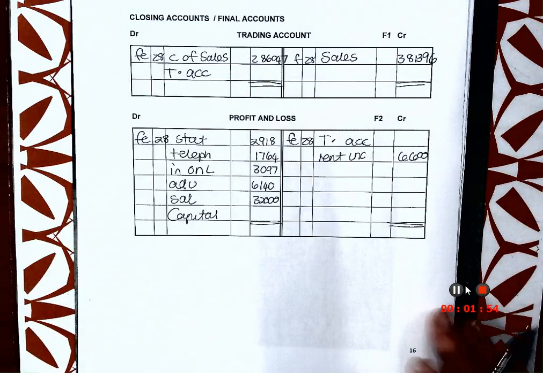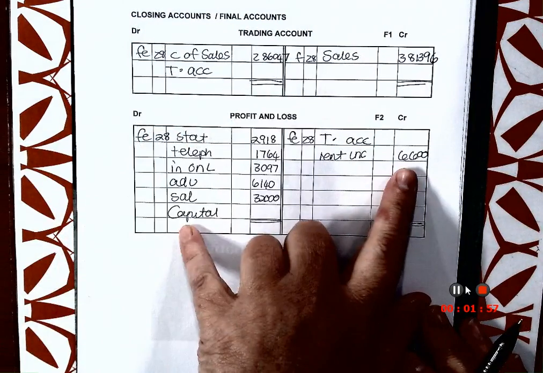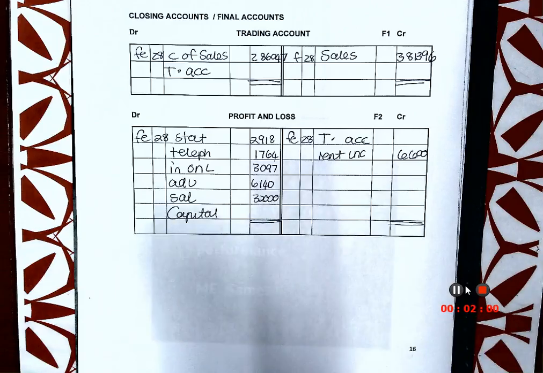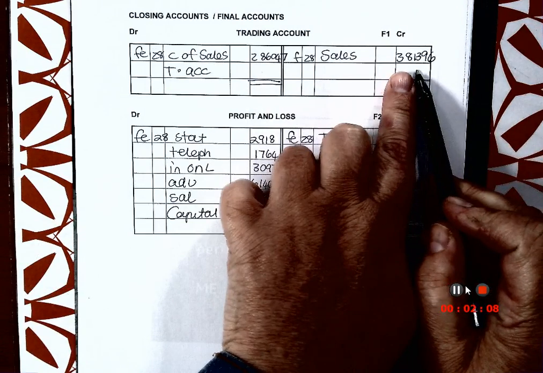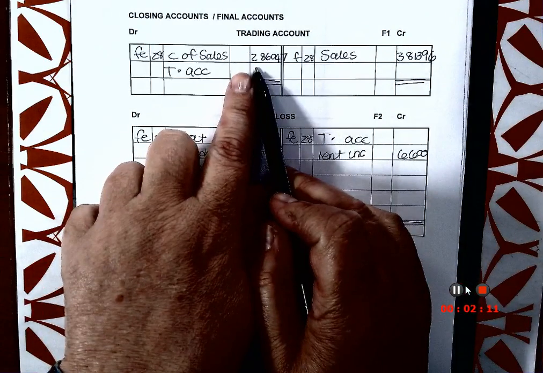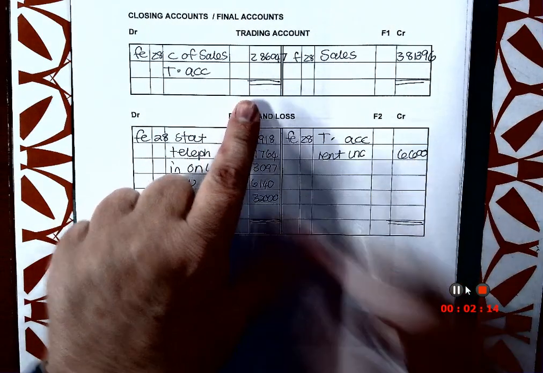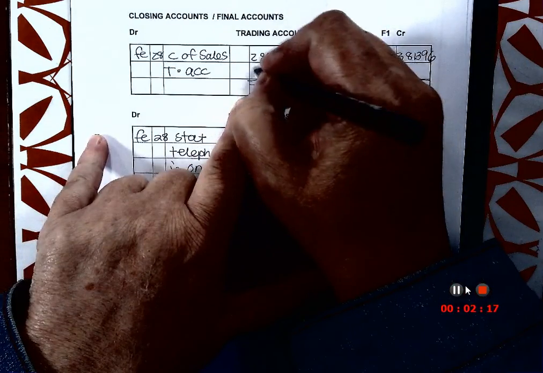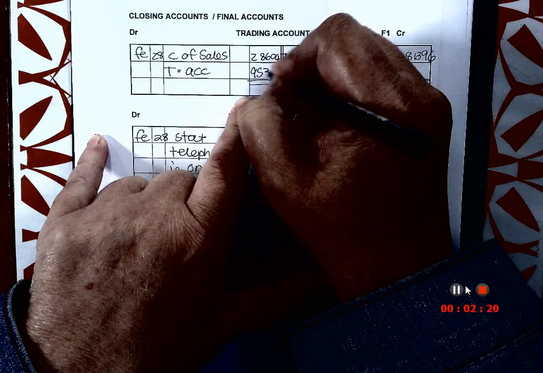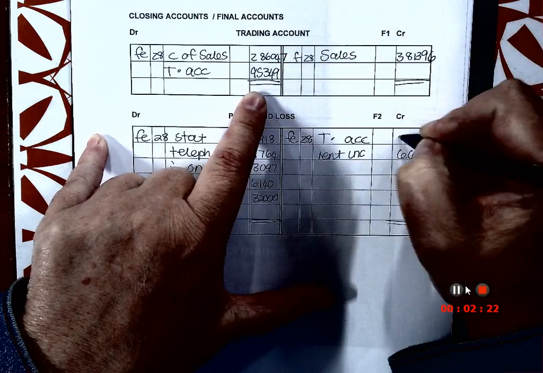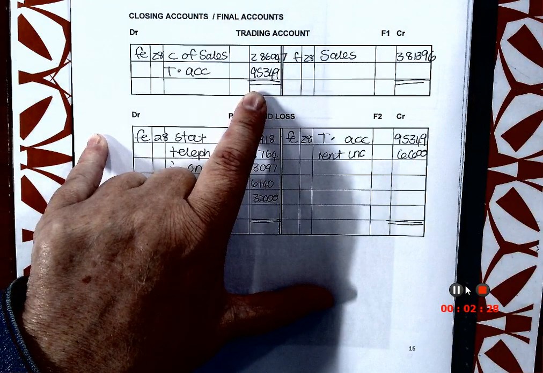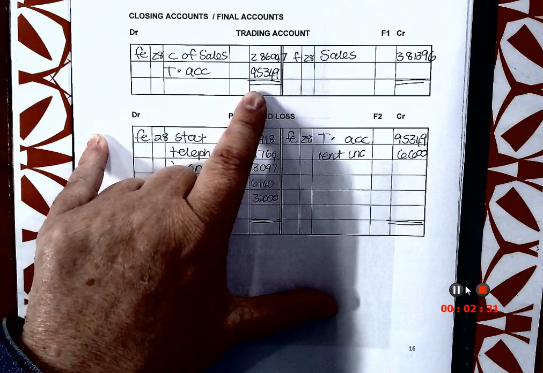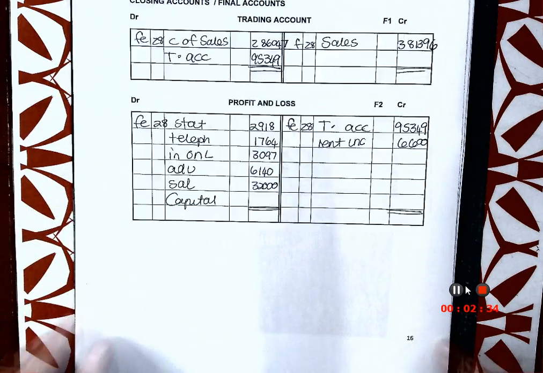Now I'm going to close the trading account to the profit and loss. And how do I do it? Once again, there's a space open. It's the same as with the sales. What am I going to do? I'm going to take the 38 and I'm going to subtract the 28. And it's going to give me this. What is this? 95349. 95349. And what do we call this? What profit is this? The gross profit.